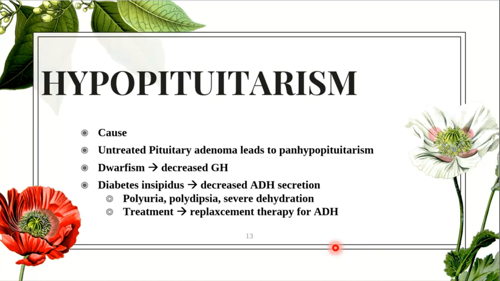That was about hyperpituitarism. Now we are coming to hypopituitarism. What happens in hypopituitarism is there can be a cause that the untreated pituitary adenoma, because the tumor was there and it was not treated, it kept on giving signals, and finally it stopped working overall. So that is panhypopituitarism. What will be the patient's condition? Dwarfism, because there is less growth hormone, and diabetes insipidus, because there is a decreased ADH secretion.